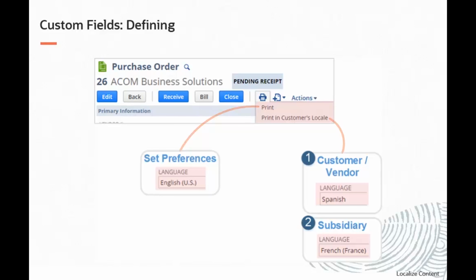Now, the moment the user's preferred language doesn't match the customer, vendor, or subsidiary's language, the Print and Customer Locale selection appears. In this scenario, the user clicks the Print and Customer Locale link, while the user prefers English US but the customer prefers Spanish, so the printed document will be in Spanish. If ever the customer's language field is empty, which can be, since it's not required, a PDF in French will be generated instead.